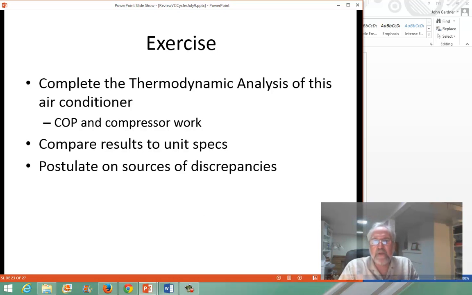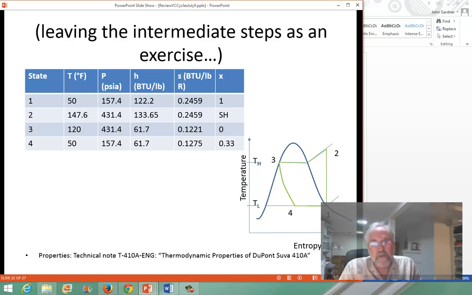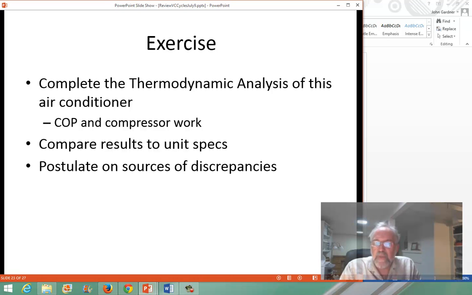Okay, so we want to complete the thermodynamic exercise. I'm going to leave this for you. I'm going to wrap this up. I'll follow up with a little email to you as well. But complete the thermodynamic analysis from that table that we put together here. First of all, verify that. Make sure you know how to do that, because we're going to be doing more of this as we go along. Find the compressor work. Find the COP.